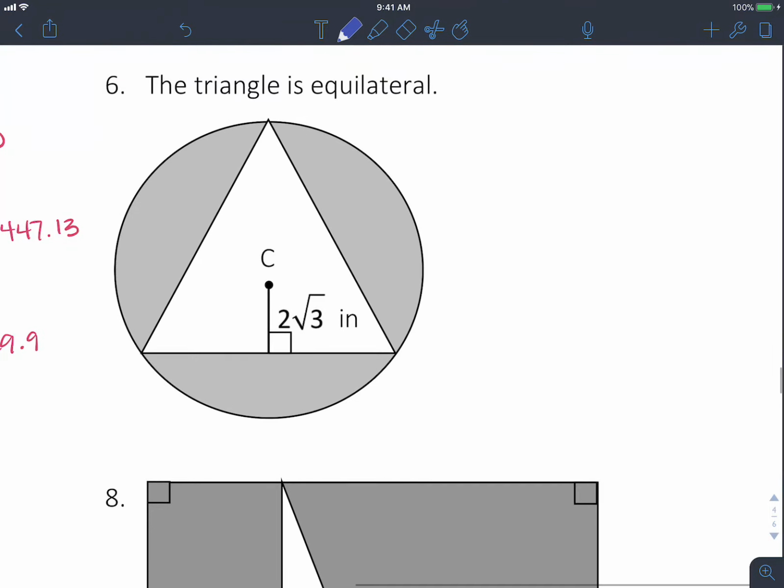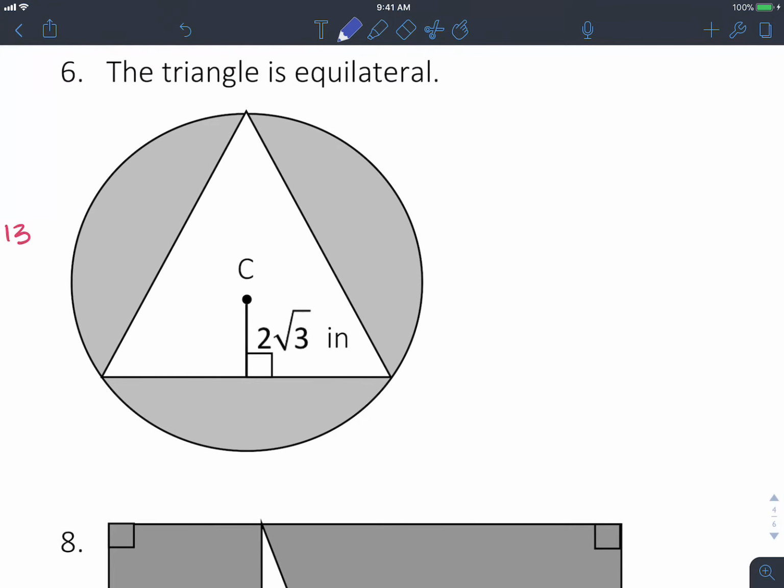Moving on to number 6. Triangle is equilateral. So since the triangle is an equilateral, we know that every angle is 60. So that means that this radius is going to cut that angle in half. So this is going to be a 30, 60, 90 triangle, where our shortest side x is 2√3. This side is our 2x, and this long side is our x√3.